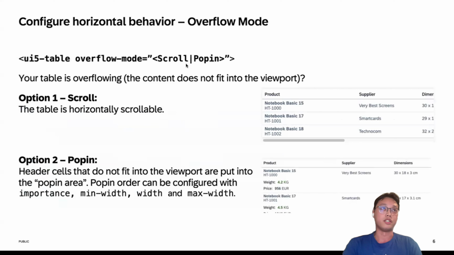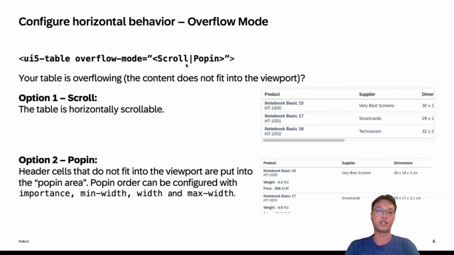Another big change is the configurability of the horizontal behavior called overflow mode. In the past, it was only possible to have some kind of pop-in mode in the table. Now we want to give you the option to essentially decide whether you want to horizontally scroll. So if the table would overflow or does not fit into the viewport, a horizontal scroll bar is shown, or if the table does not fit anymore, the columns that do not fit will be put into the pop-in area.